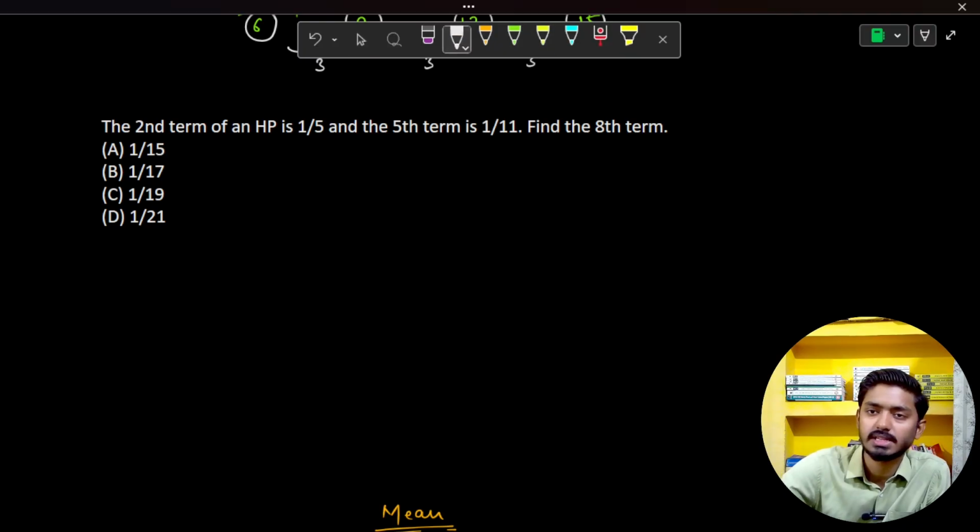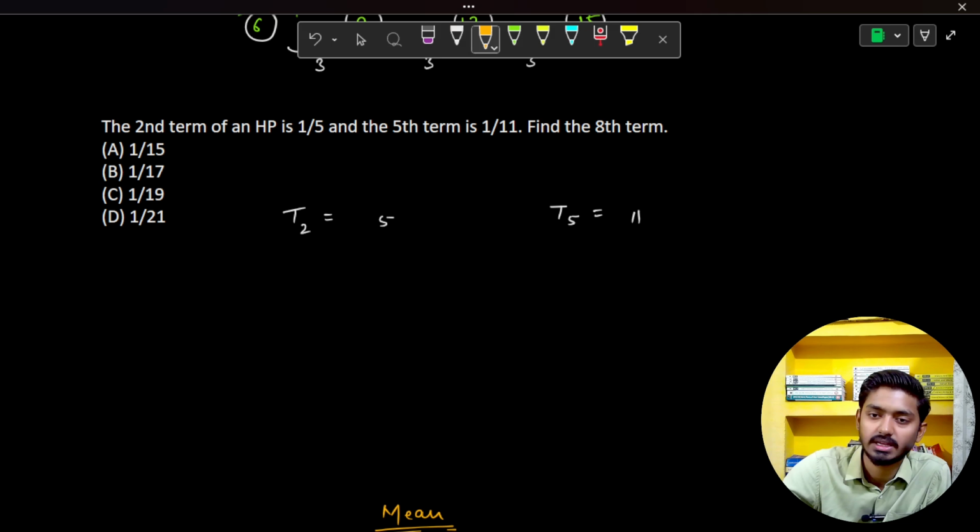It says the second term of an HP is 1 by 5 and the fifth term is 1 by 11. But we are going to solve it using arithmetic progression, so we'll reverse the terms. Let the second term be 5 and the fifth term be 11. We are supposed to find the eighth term. How do we do so?